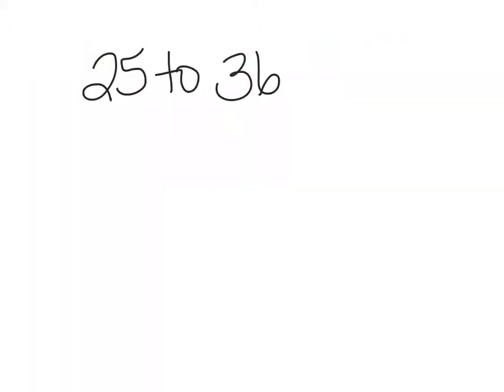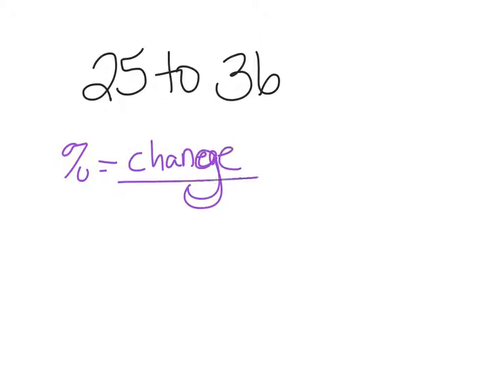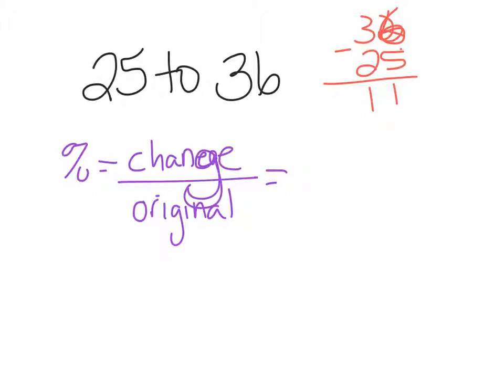So we're going to use this formula again: the percent increase or decrease equals the change divided by the original. In this problem, the change is from 36 to 25. So we're going to do 36 minus 25, and we get 11. So our change was 11 over the original, which is 25.